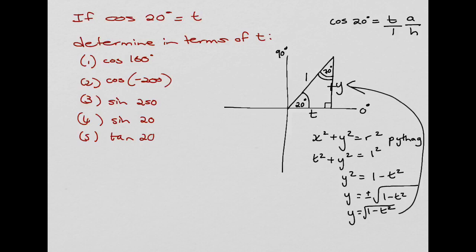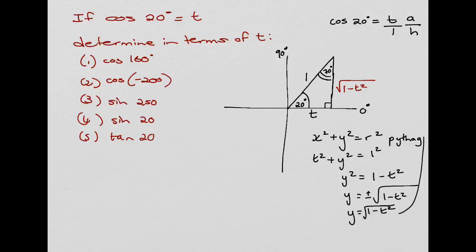Now, we cannot square root the 1 and the t squared separately. It's a binomial, so we have to keep it under the root sign together. All right, so now we need to answer the questions that they've given us. They've given us that we have to answer the following in terms of t, meaning you're not going to be solving for an angle. You're not going to be working out anything with your calculator. You're going to be using your triangle.